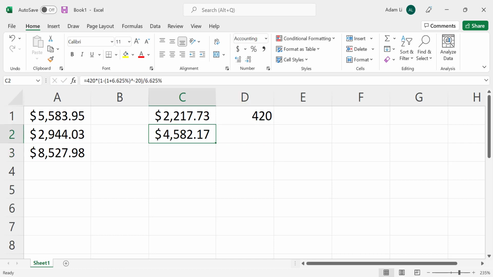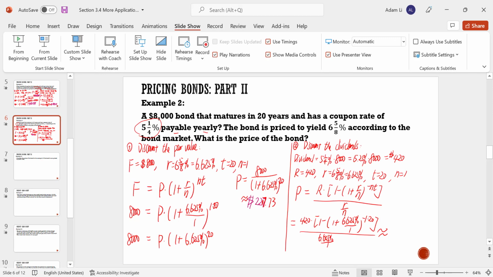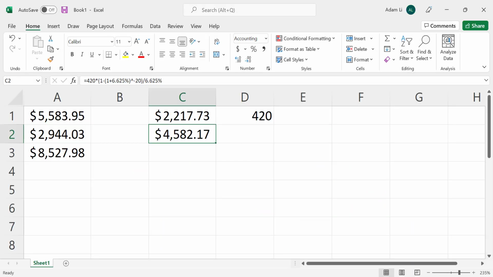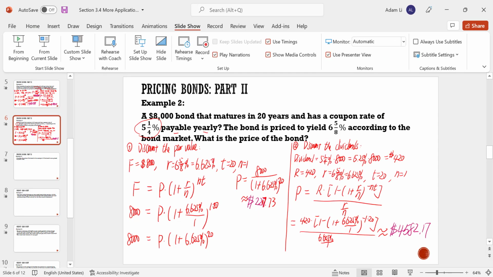So it's $4,582.17. Double check the number. It's good.